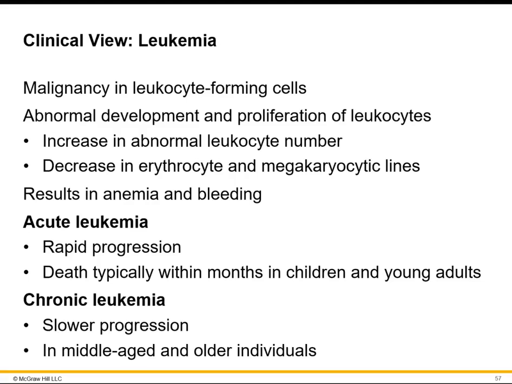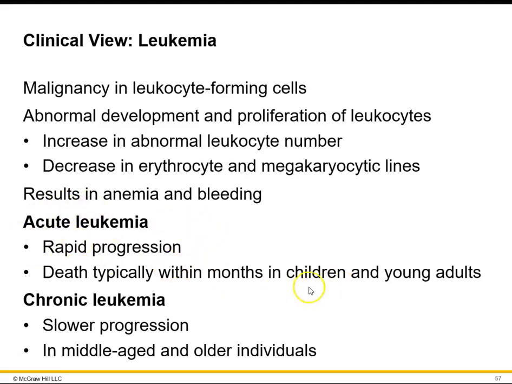They're abnormal. You can also see a decrease in red blood cells and the megakaryocytic lines as well. Leukemia is going to result in anemia and bleeding. There's two forms. There's acute leukemia and chronic leukemia. Acute leukemia comes on quickly, that's why it's called acute.